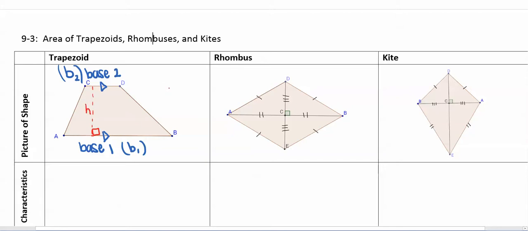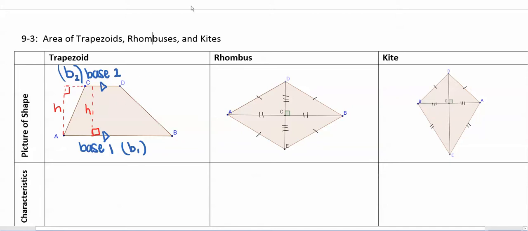Perpendicular means it comes at a right angle, and whatever this distance is going to be your height, and it can be drawn anywhere. It can be on the inside of the trapezoid, or it can be on the outside of the trapezoid. For example, I could draw it right here, and then I could just extend this side, and so this could be the height.